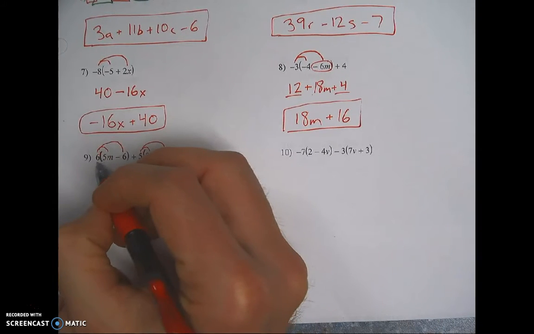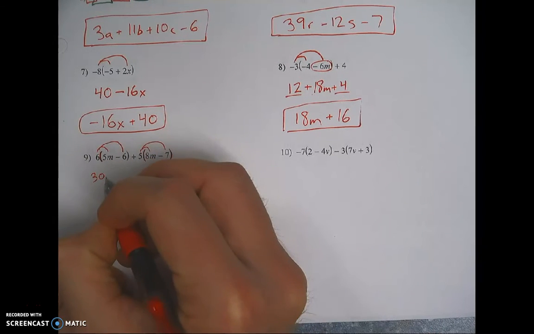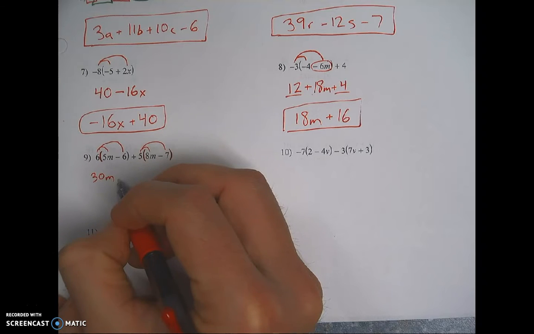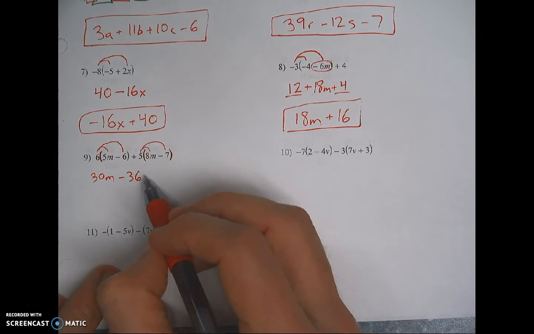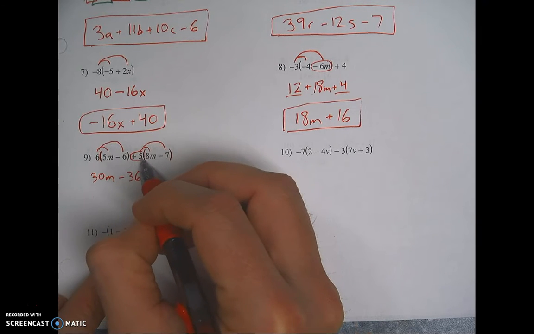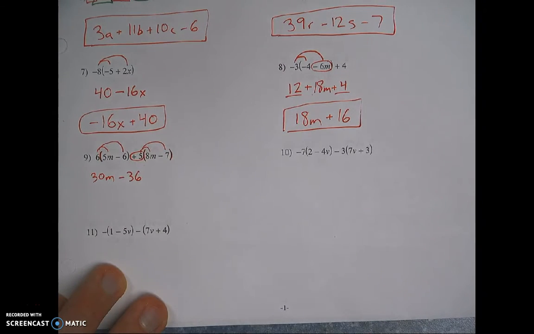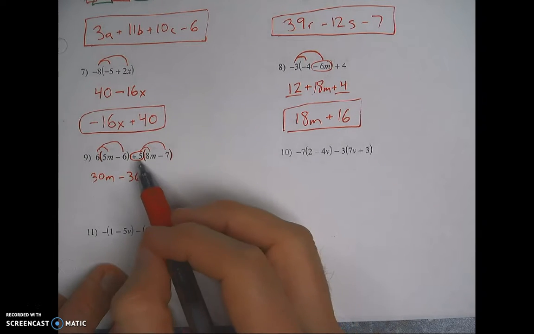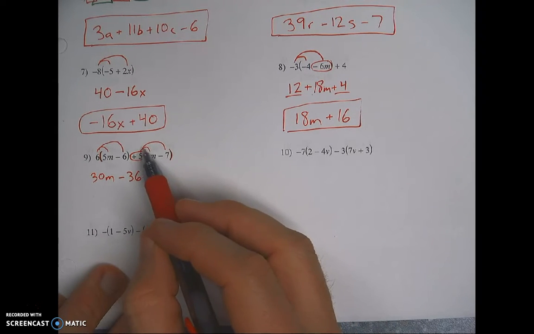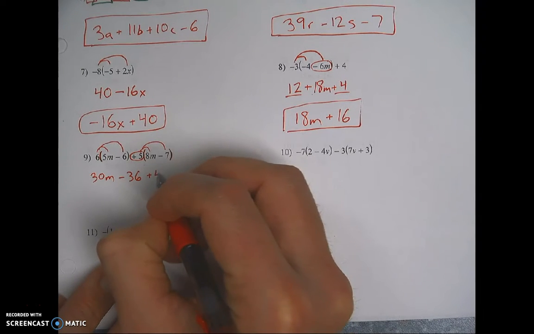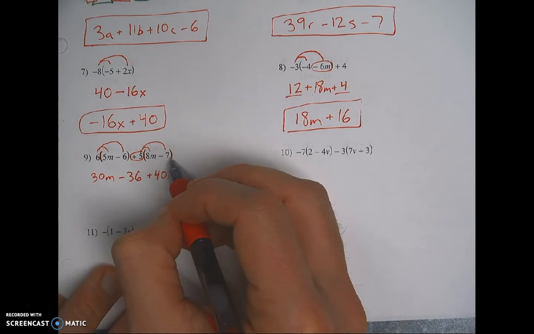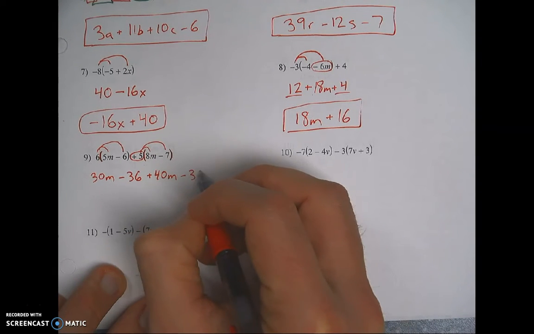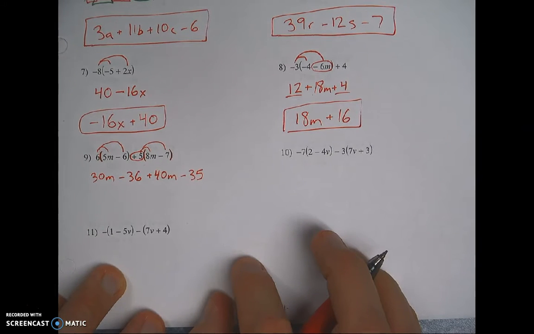So when I multiply here, 6 times 5m is 30m. 6 times negative 6 is negative 36. Now before you bring this plus down, that plus really just goes with the 5 and makes it positive. So when I start multiplying, I could end up with a negative. So I don't want to put this plus there until I actually know what I've got. So it's a positive 5 times a positive 8. That's a positive 40m. And a positive 5 times a negative 7 is a negative 35.